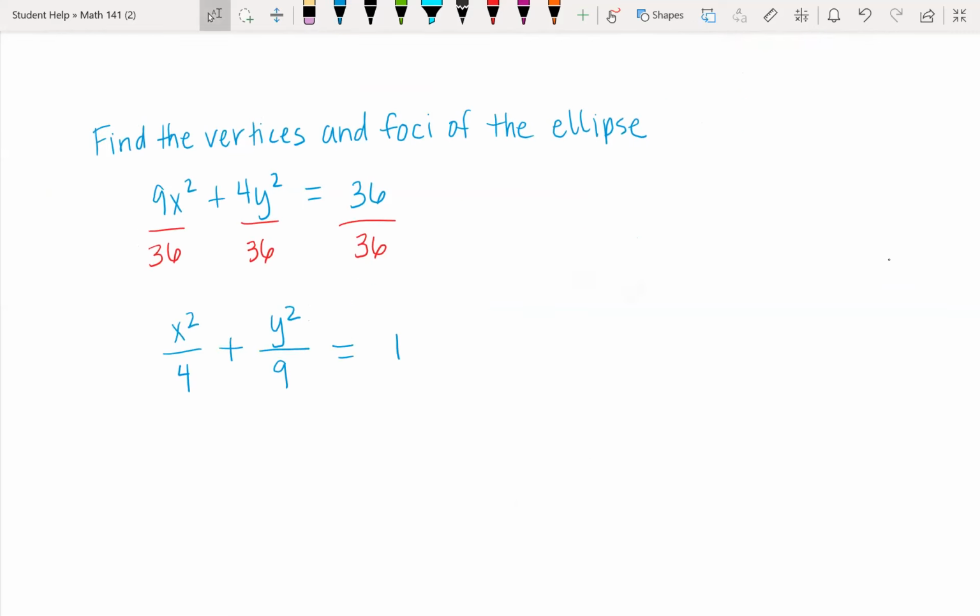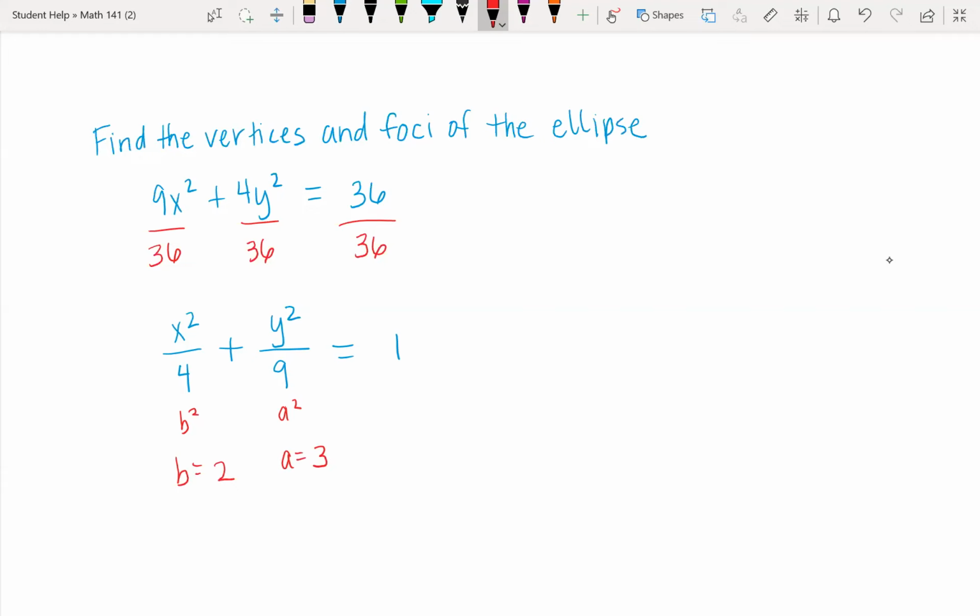Now, again, remember that a is always the larger number. And so in this case, a is going to be here. This is a squared. And b is going to be here. This is b squared. So I know that this ellipse is going to be elongated sort of up and down, in the direction of y, because the larger number is under the y squared term. So we know that a is equal to 3 and b is equal to 2.